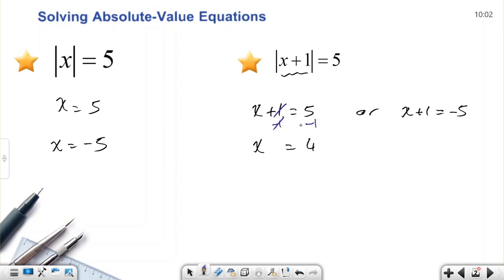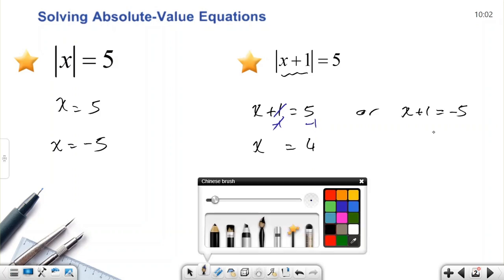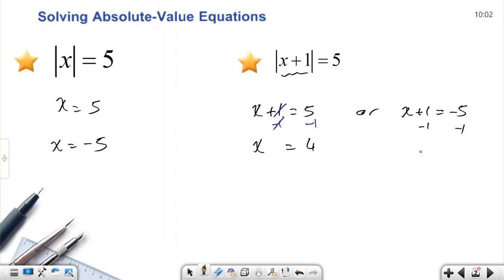If you remember, there's a plus 1 to solve in this equation. Subtracting 1: 5 minus 1 is 4, so x is equal to 4. Or the other way, -5 minus 1, so x is equal to -6. So my solution is x equal to 4 or x equal to -6. There are two solutions.